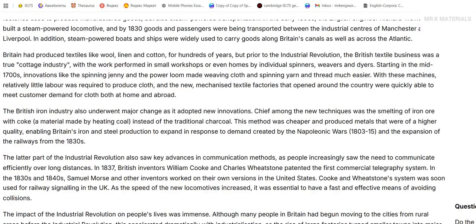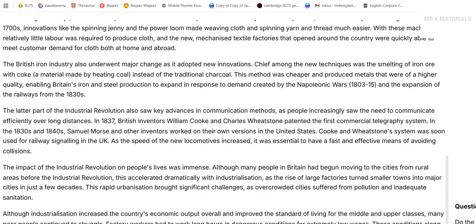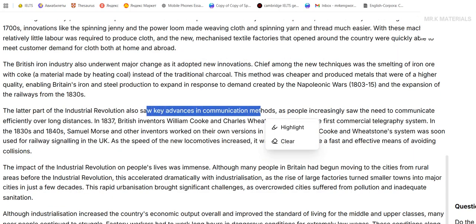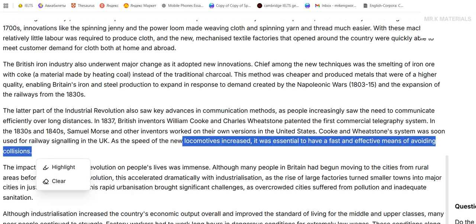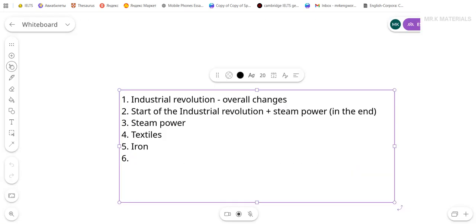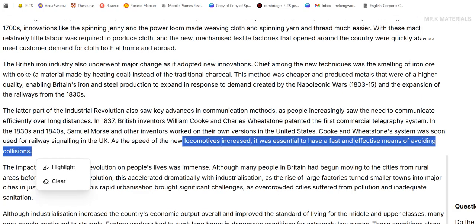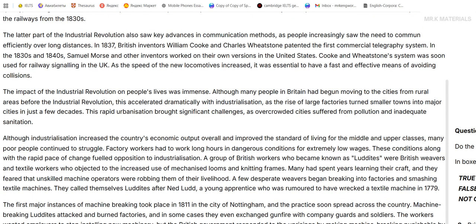Okay, paragraph 6. So this is about key advanced communication. Let's check if it's still about communication. All right, was soon used for signaling. So signaling is kind of about communication. So communication between trains or using trains, I guess. I don't have full understanding, but I at least know that it is about communication. That's all I need to understand, it is about communication.